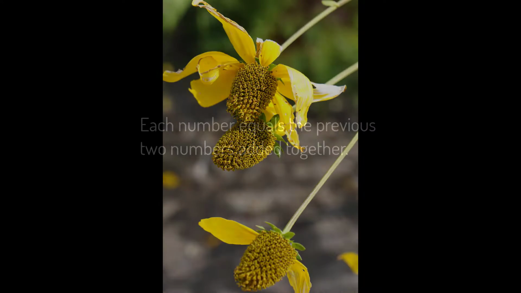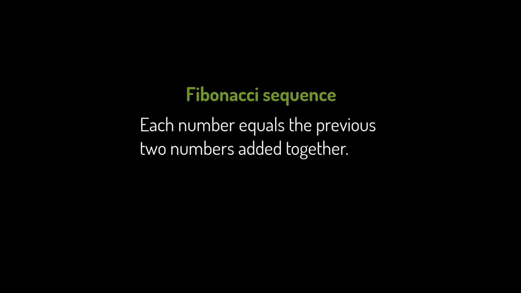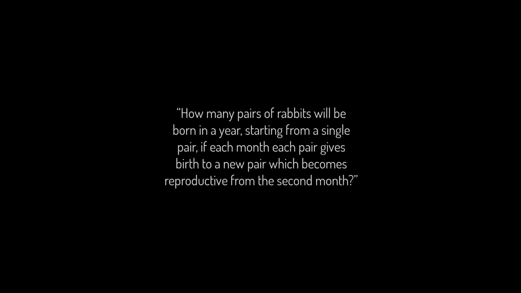He came up with the Fibonacci sequence. Each number in this sequence equals the two previous numbers added together. So the sequence is as shown here. The sequence comes from a hypothetical question. How many pairs of rabbits will be born in a year starting from a single pair if each month each pair gives birth to a new pair, which becomes reproductive from the second month?